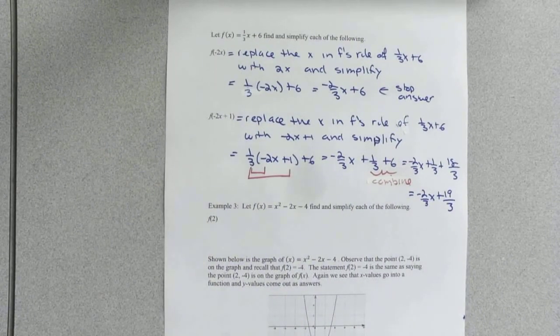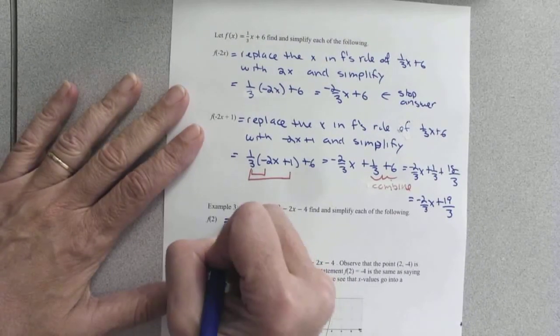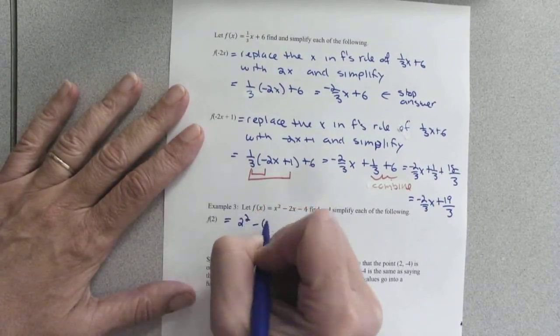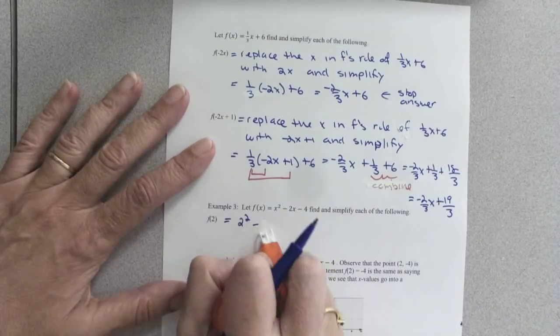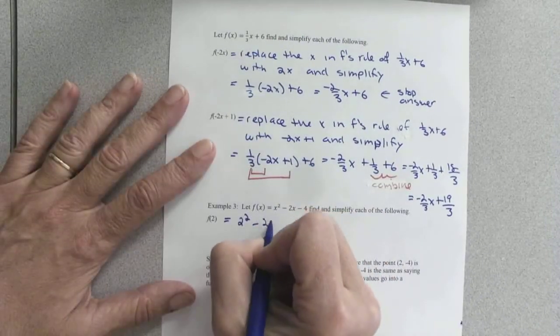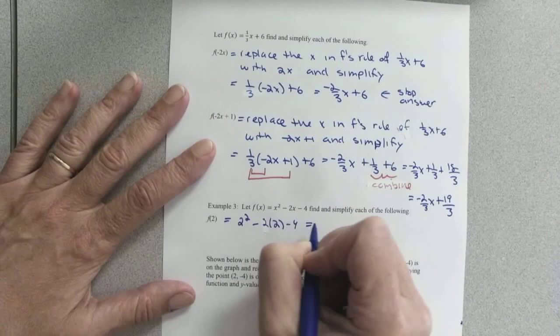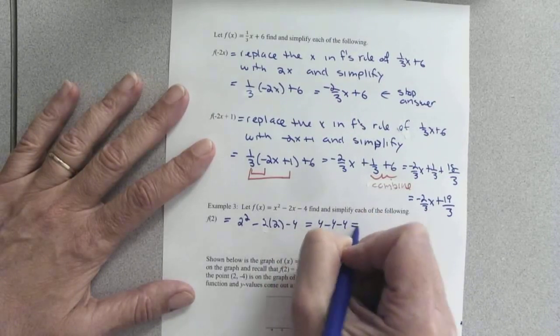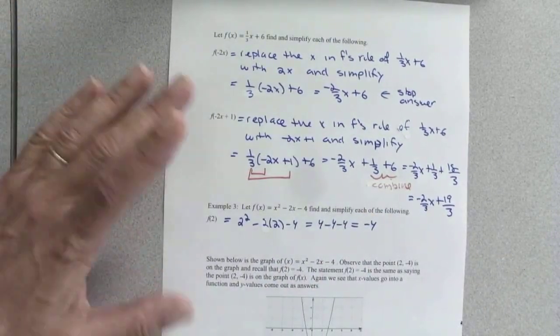Okay, let's switch the function on us. Let's have f of x equal x squared minus 2x minus 4. Find and simplify each of the following. So f of 2: 2 squared minus 2 times 2 minus 4, and so that's 4 minus 4 minus 4 for negative 4.